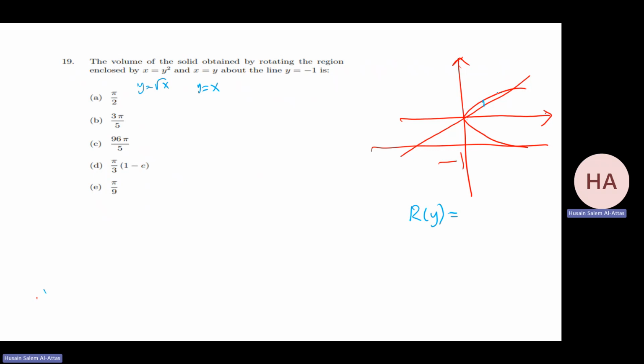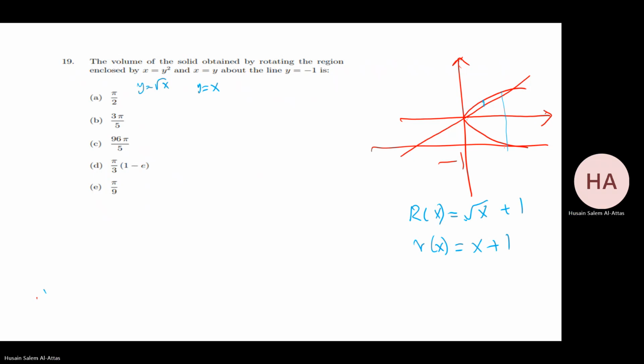It will be the upper one, up to the line from here to here. So it will be what? It will be square root of x minus 1 plus 1. And what is small r? This is in terms of x, sorry. That should be in terms of x. R of x will be x plus 1, x minus 1, which is x.